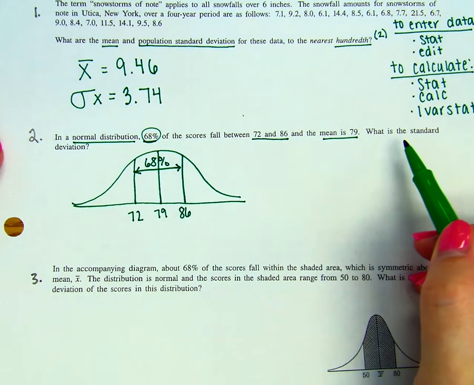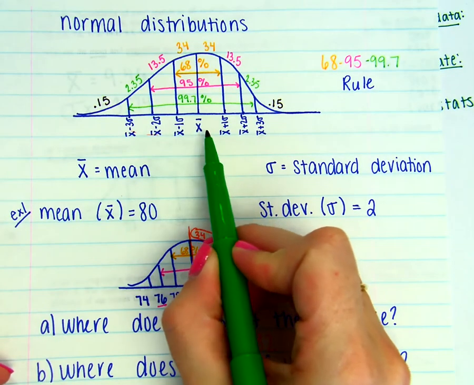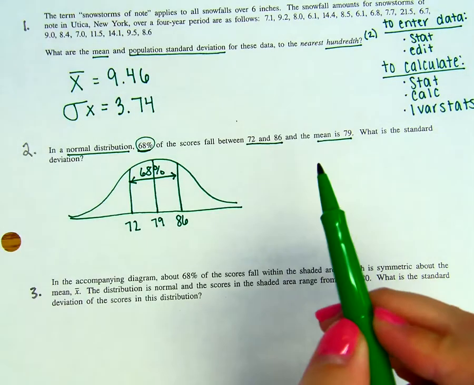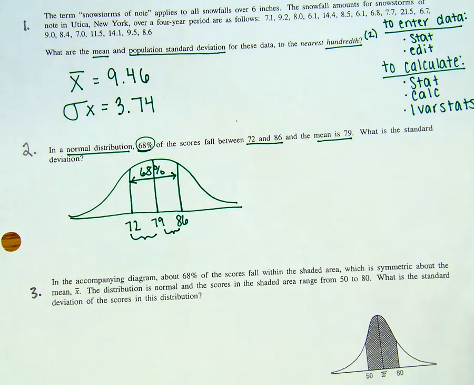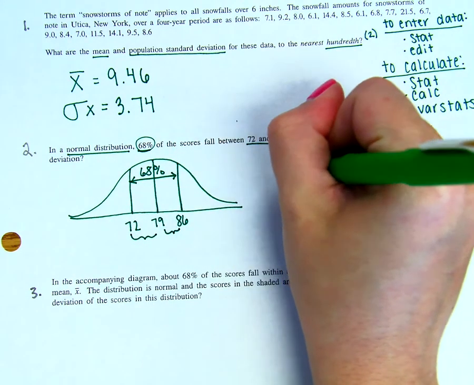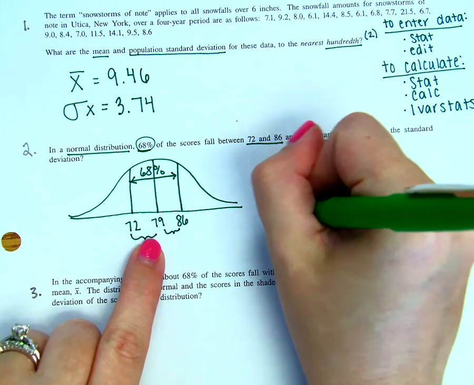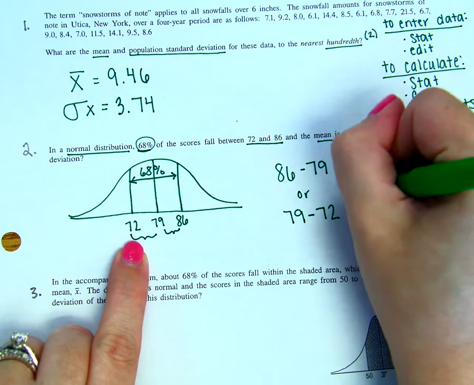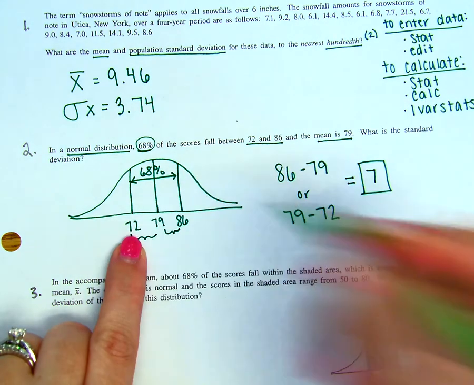If I'm trying to find the standard deviation, remember in our example that we talked about here, the difference of 1 box is 1 standard deviation. So I need to find out how much is between either this box or this box. And that'll tell me my standard deviation. So I could do 86 minus the 79, or I could do 79 minus the 72. That's going to give me my standard deviation of 7. So my standard deviation is 7 because it takes 7 to get from 72 to 79.